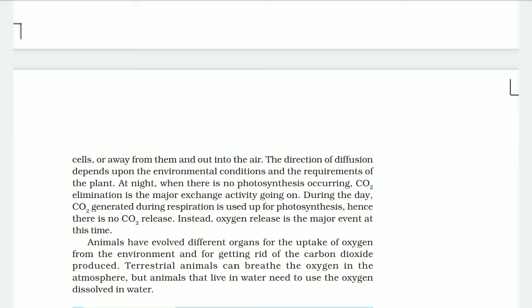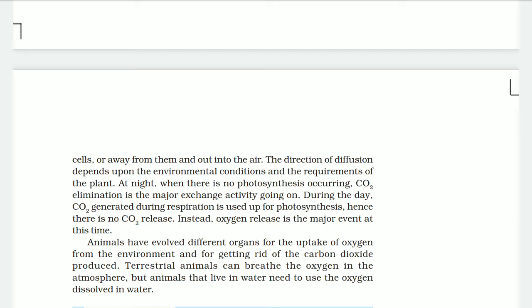At night, when there is no photosynthesis occurring, carbon dioxide elimination is the major exchange activity going on. During the day, carbon dioxide generated during respiration is used up for photosynthesis. Hence, there is no carbon dioxide release. Instead, oxygen release is the major event at this time.